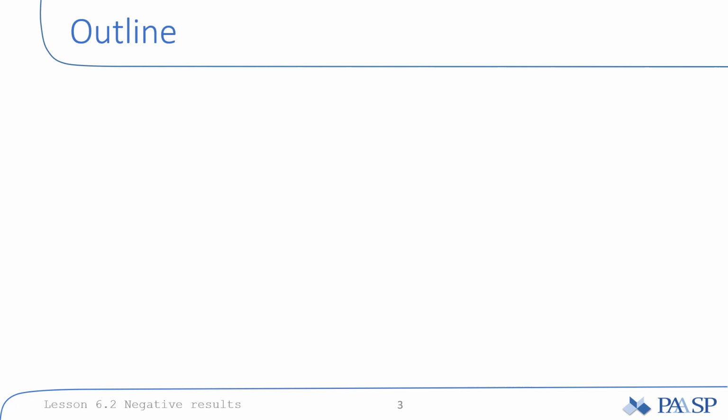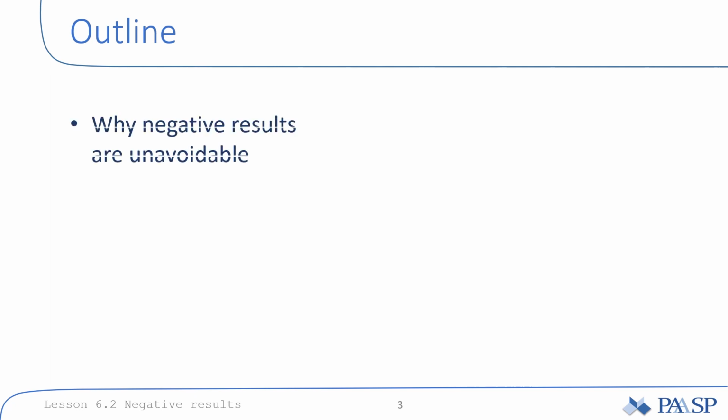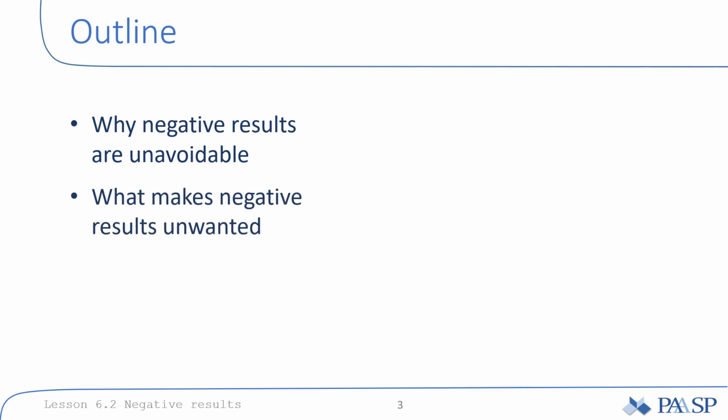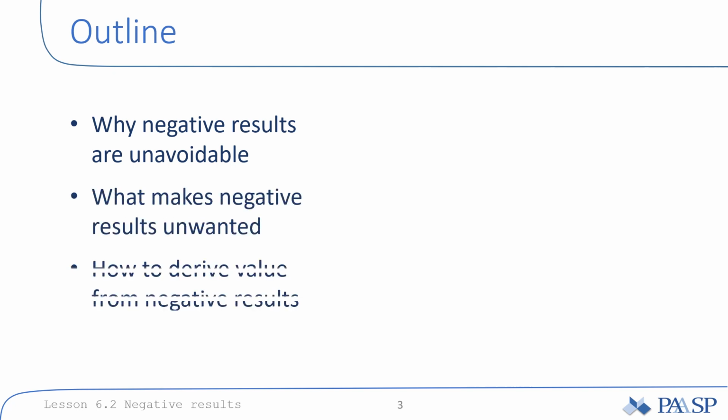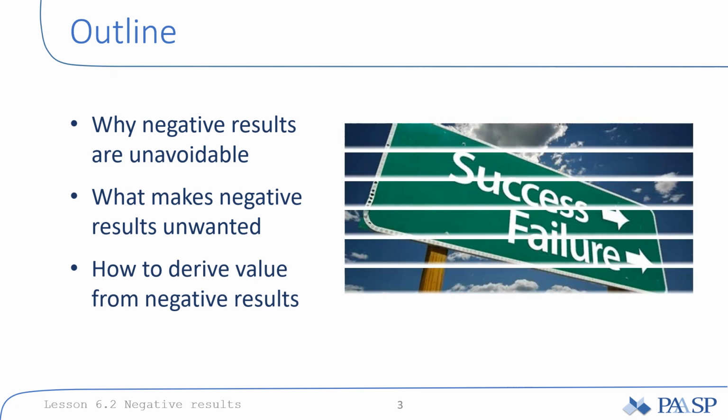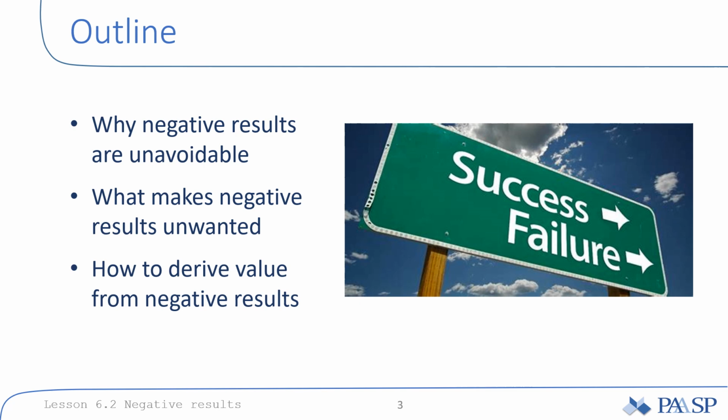In this presentation, we will discuss why negative results are unavoidable, what makes negative results unwanted, and how to derive value from negative results. The last point is particularly important. Failures in science are as important as nominal successes. Both positive and negative results are essential for the progression of science. But let's start with the question, why most of us do obtain and will obtain negative results?